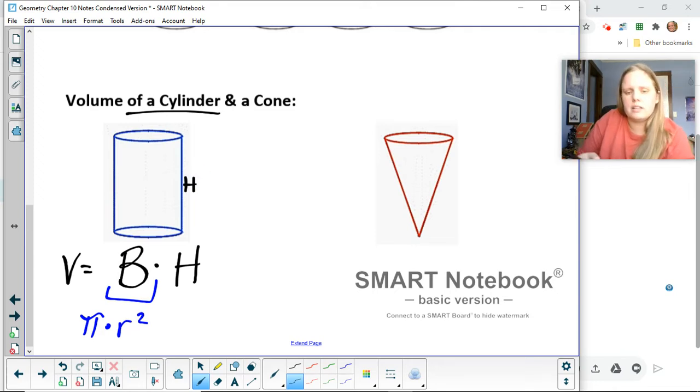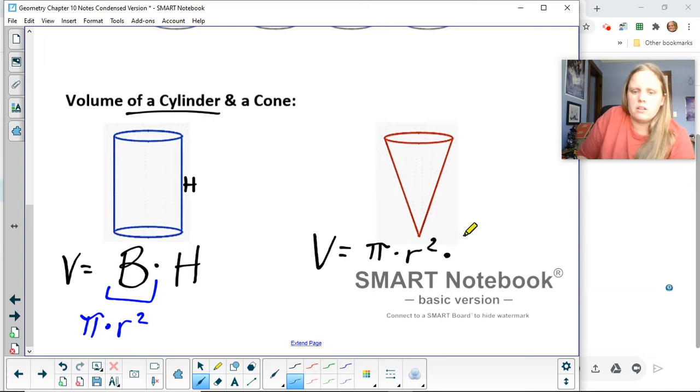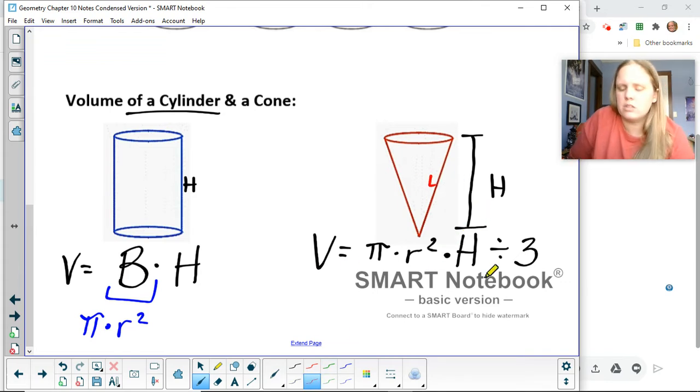Now for the cone, it's going to be the exact same formula, but 1/3 the size. So volume is pi times radius squared times the height divided by 3. Now on a cone, we do have a slanted side, so make sure that your height is the straight up and down. Remember that slanted side is represented by an L for slant height. We're not using that in the volume formula. We only use that in the surface area formula.